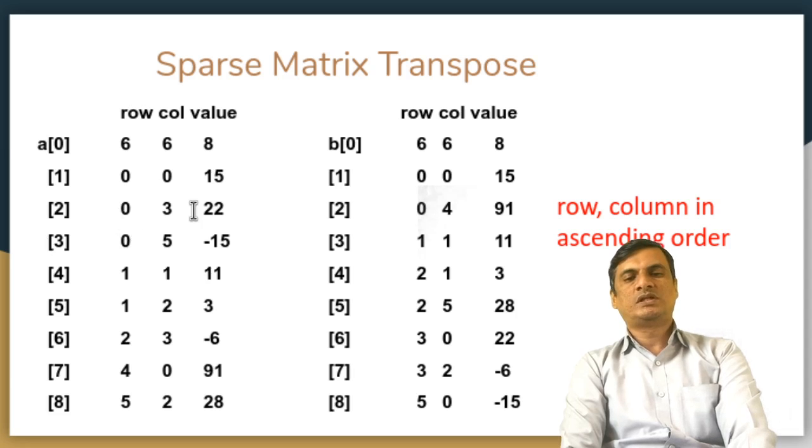So this 0 3 will become 3 0. So in that case, where do I store? Because the rows and columns must be in order. So the 3 0 22 within the transposed matrix, where should I store? That becomes a major hurdle when you are going to transpose.